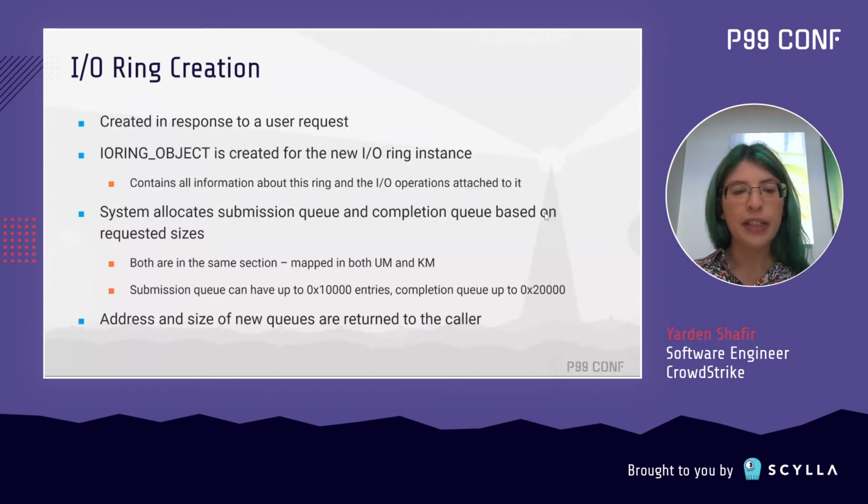Now, the limits for the sizes are you can have up to 10,000 hex entries in the submission queue and up to 20,000 hex entries in the completion queue. That doesn't mean those are all the IO events you can have in the system. It just means that's the maximum number of events one IO ring can support. If you need to do more than that, you can create multiple IO rings. You can even use them in separate threads. So you can even multitask the creation and setting up of and submission of the IO rings. But this is as much as one IO ring is going to support.